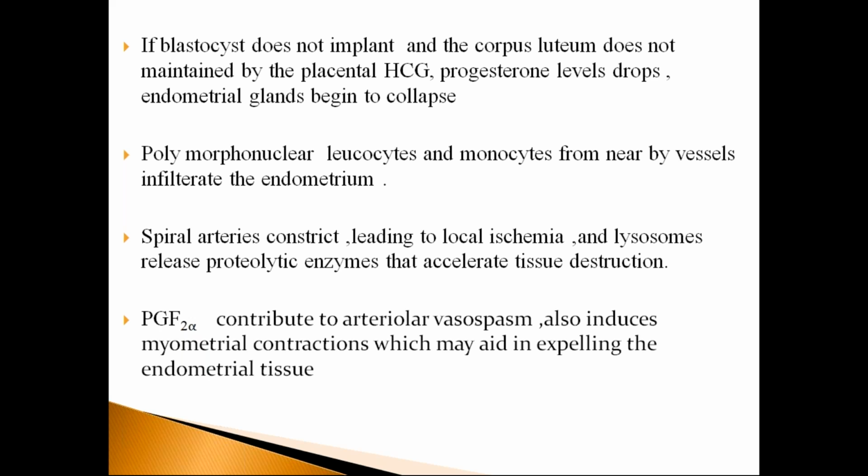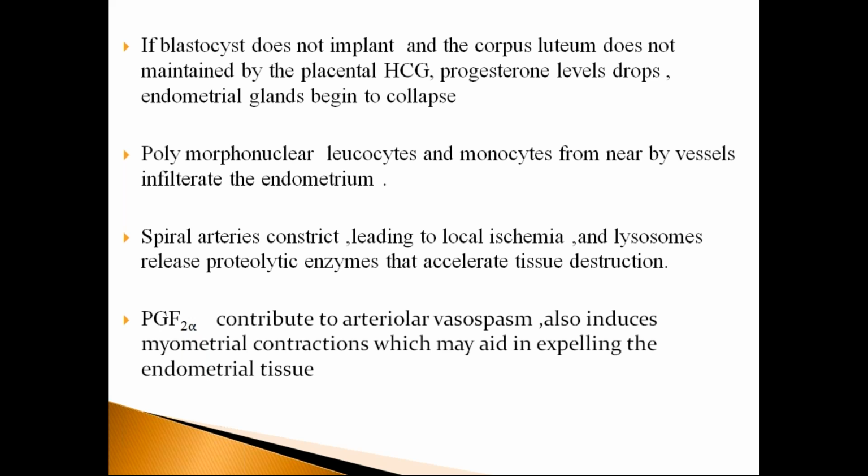If fertilization happens and the blastocyst gets implanted, then the corpus luteum is saved from luteolysis by the HCG, which is produced by the growing embryo. If the blastocyst doesn't implant, the corpus luteum is not maintained by the HCG, progesterone levels drop and the endometrial glands begin to collapse. So at the end of the secretory phase, the progesterone level drops as the corpus luteum turns into corpus albicans.